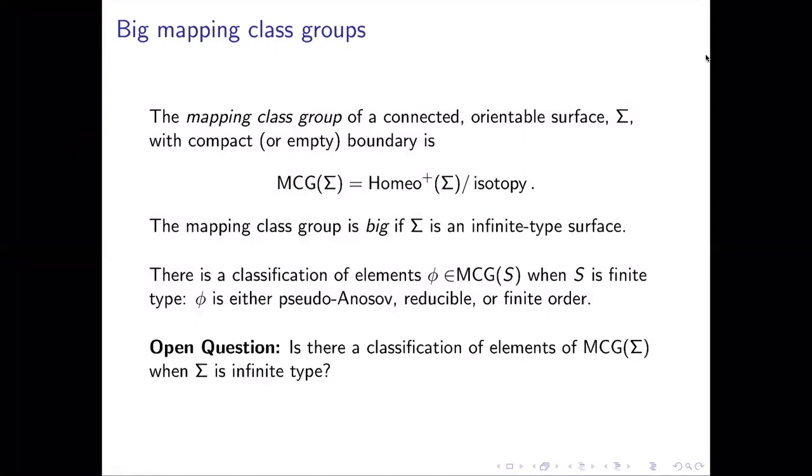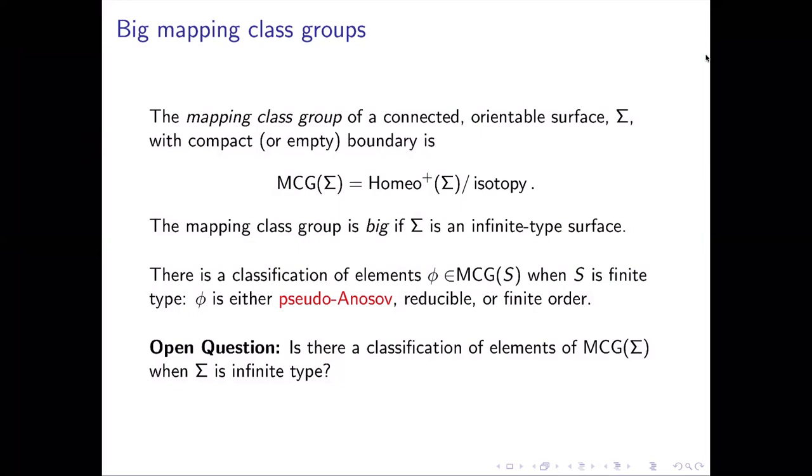And the question is, is there a similar kind of classification for big mapping class groups, so the mapping class group of a surface which is infinite type? This is one of the major open questions for big mapping class groups right now. I'm not going to present an answer to this question, but I want to focus on one possible category in a possible classification. And that is going to be an analog of a pseudo-Anosov element, but for big mapping class groups. So let me start by telling you what a pseudo-Anosov element is for a regular mapping class group, and we're again going to use that as a jumping off point to see how we should define this for big mapping class groups.